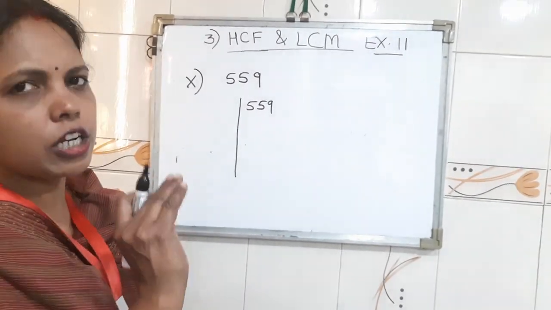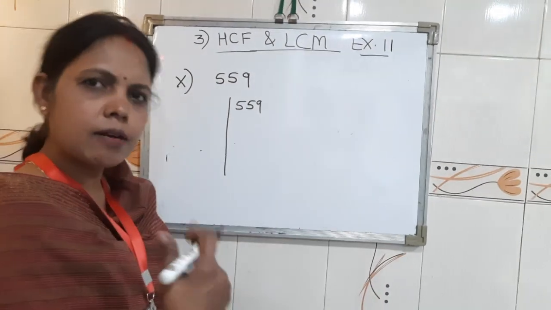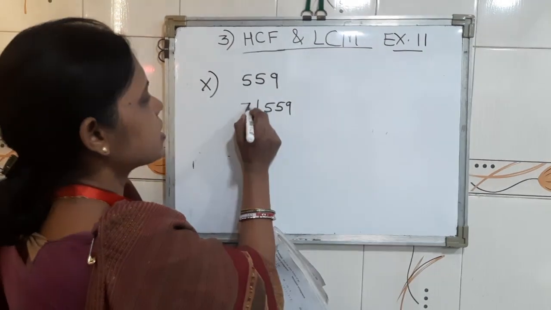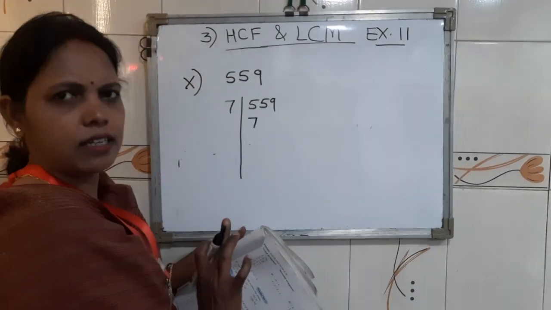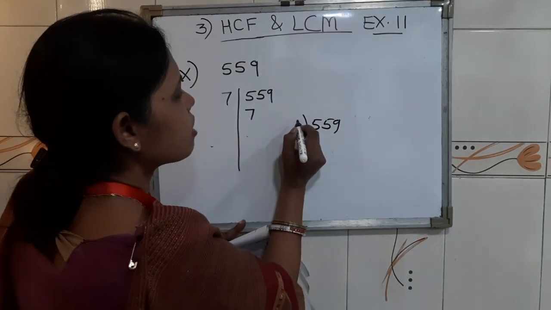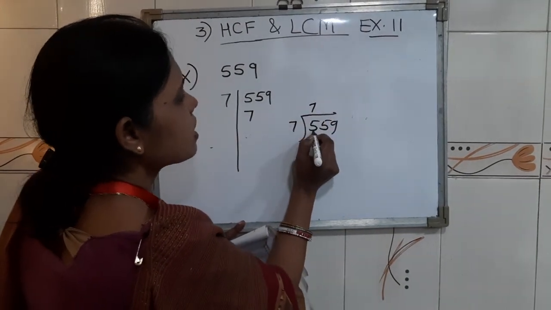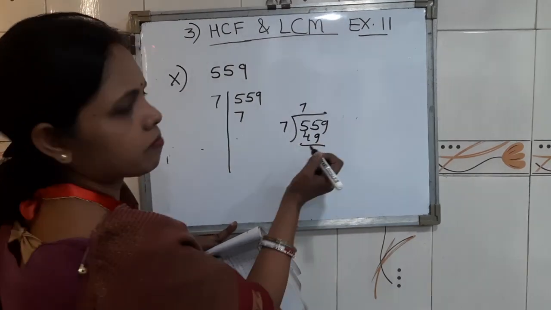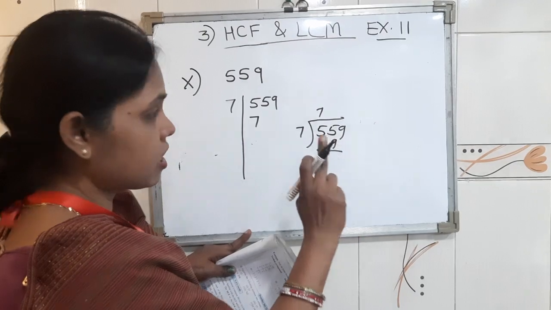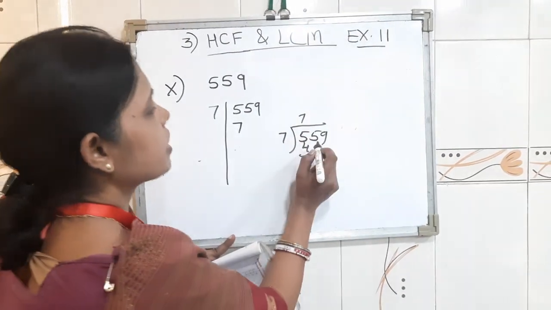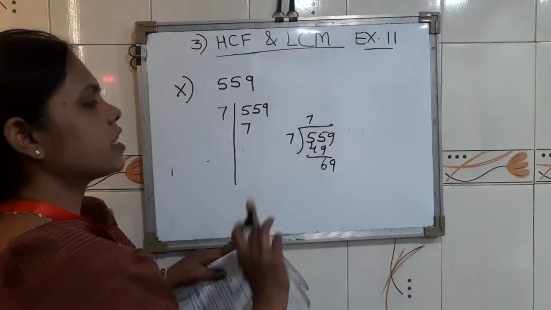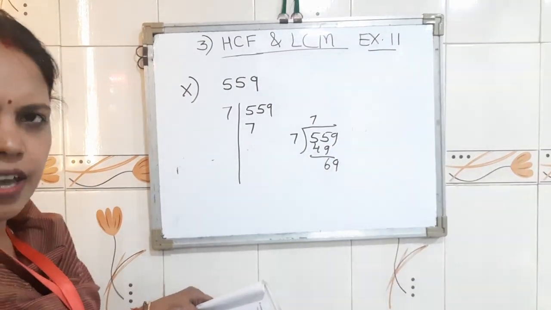6. It will not divide by 6. Next number is 7. Then by 7 we will try. 7 7s are 49, then a bigger number, that's why try this way. 7 8s are 56, that's why it will not divide. Then 15 minus 9 is 6 and 9 means it is not divided by 7.